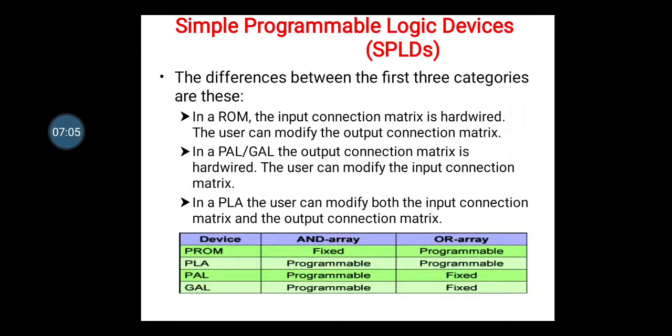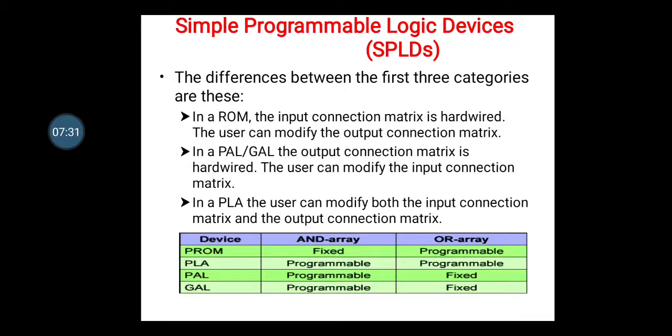So it is there, but in ROM the input connection matrix is hardwired, so that input connection is fixed. The user can modify the output connection. So whatever changes you want to make according to your design can be done only on the output side, that is on the OR side. There is a matrix, there you can make changes in the connections.